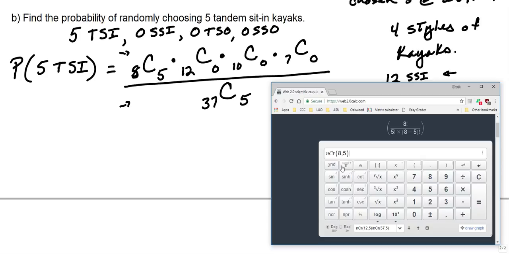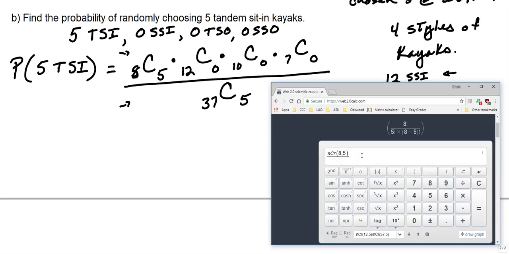And now for the 12 choose 0, 10 choose 0, and 7 choose 0, I really don't have to put those in there because those are each going to be equal to 1. And like I said, the only reason that I'm doing this is because when we start to use multiple different numbers from each of the groups, we need to have more than just one combination. So I can go ahead and divide this by 37 choose 5.